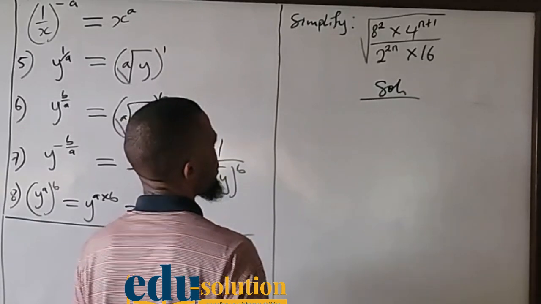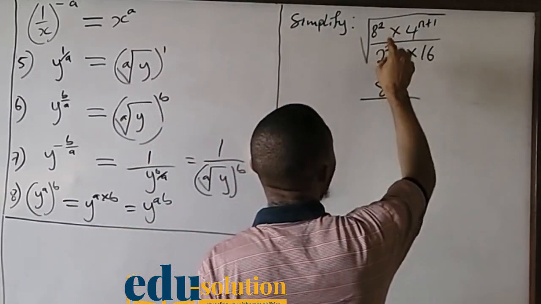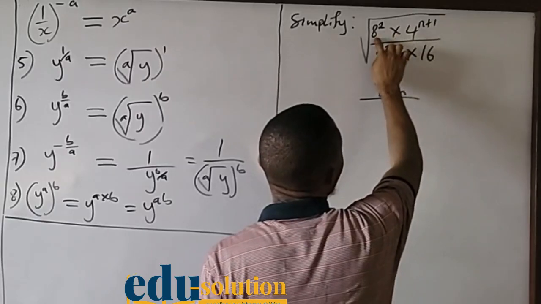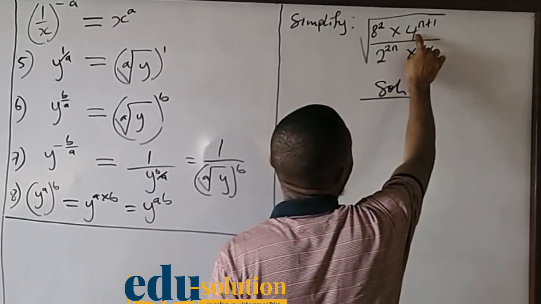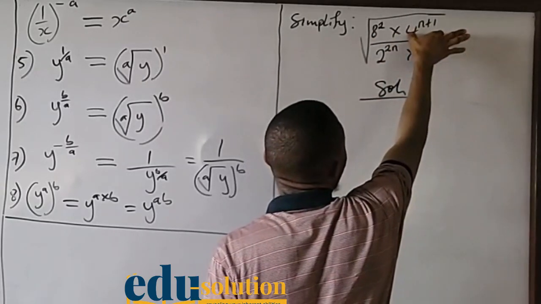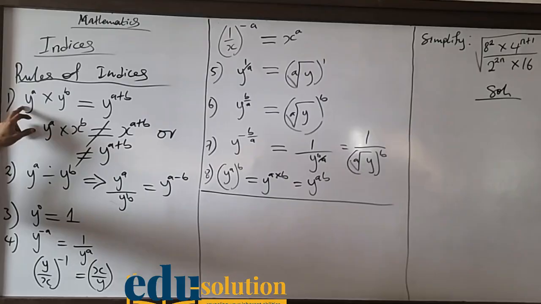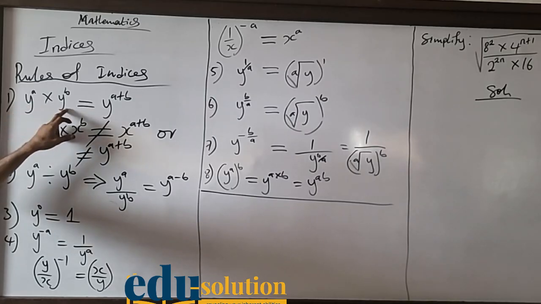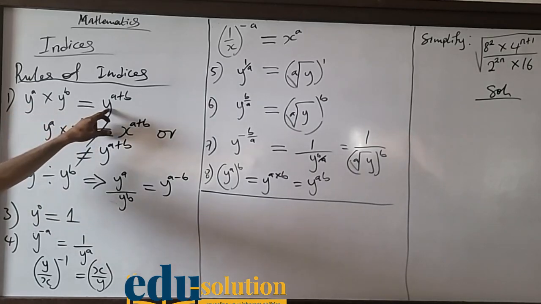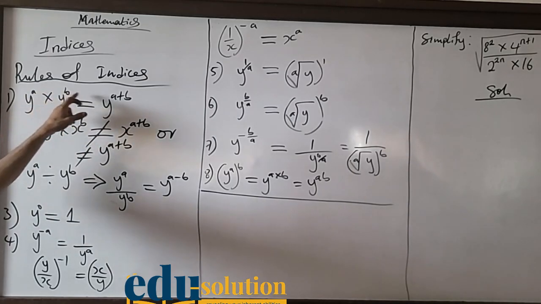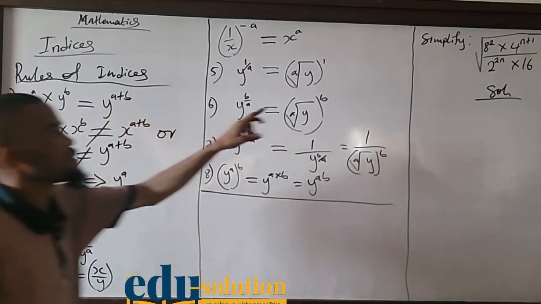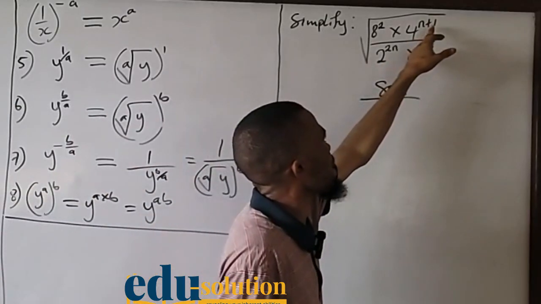Okay. Now, if you check the terms, the numerator here is 8 squared, and this is 4 raised to the power of n plus 1. I want us to relate this to the expression in number 1. The laws of indices, the first one: we have y and another y. Since they are the same thing, we take one of them and add the power. So this is the same thing that we're having here. You can see that there's an addition here.